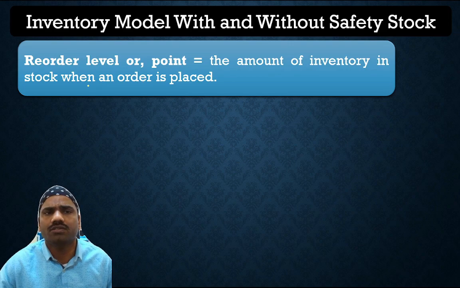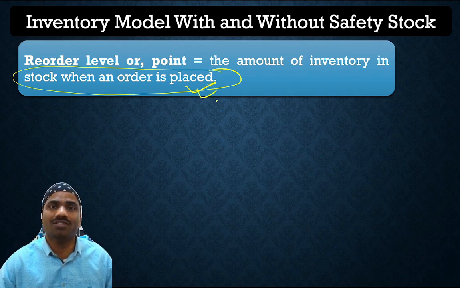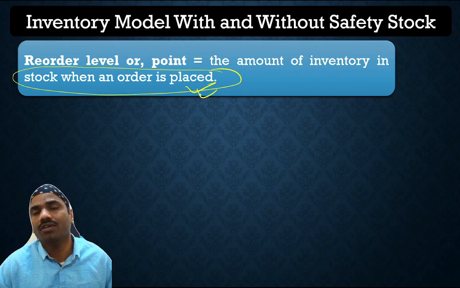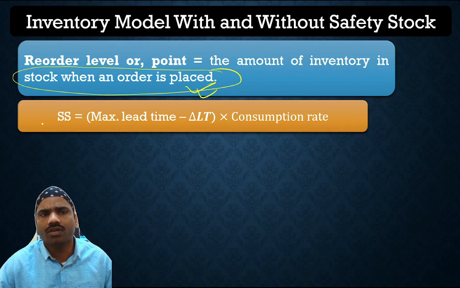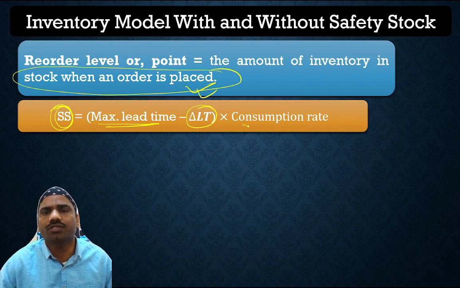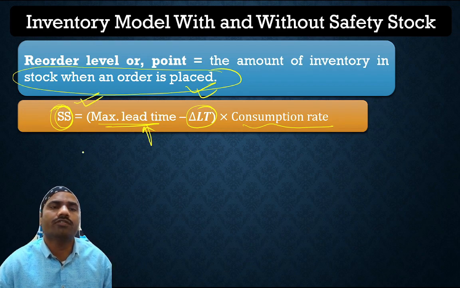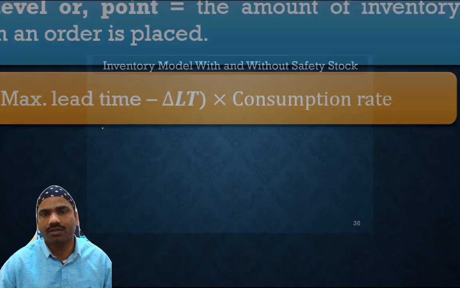A few more terms we will discuss here. The reorder level we have discussed: the amount of inventory in stock when an order is placed. When this quantity is reached, we have to place the order, because the order will take some lead time, so that we can have delivery on time. We can find the safety stock, or buffer stock, by the formula: (maximum lead time minus average lead time) times consumption rate.